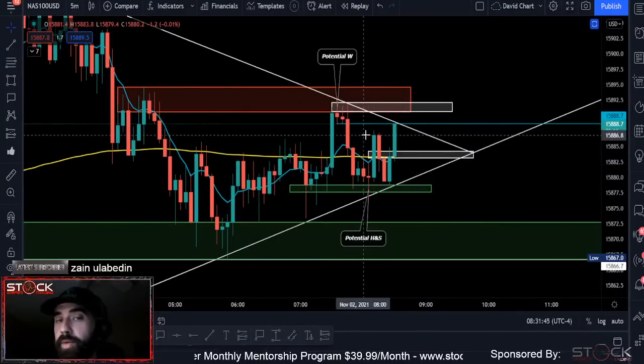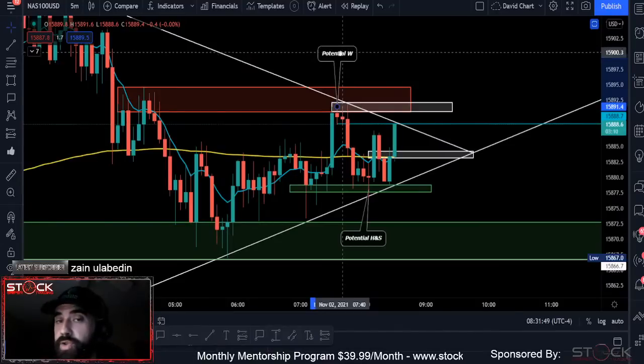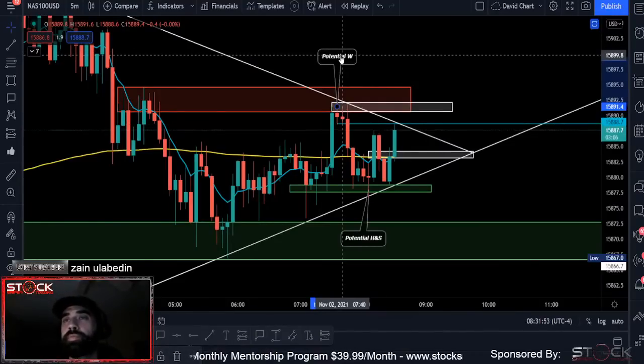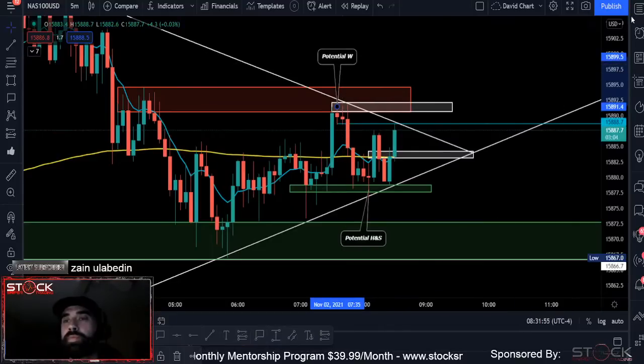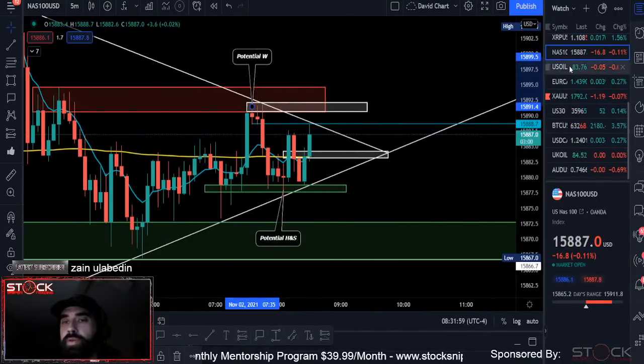So here's your double bottom right here. I know we set up here. I just don't want to take this off, to show you guys potentially what can happen. All right, so let's check out our US oil.